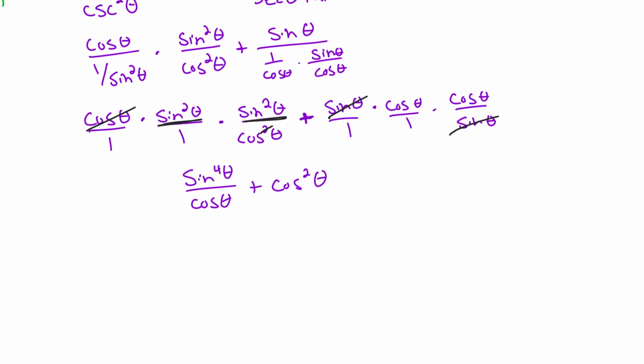Sine to the 4th divided by cosine of theta, you could write that as sine to the 3rd times sine over cosine. So that is tangent of theta times sine to the 3rd power of theta plus cosine squared of theta. I don't see any other identities I can use. I don't see anything else that can cancel out. So that is my answer.